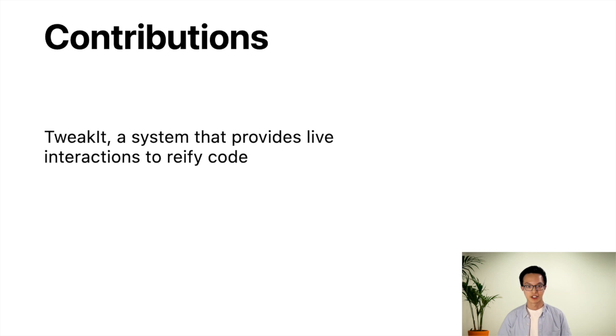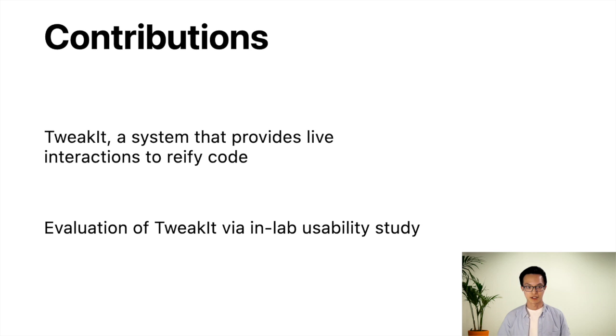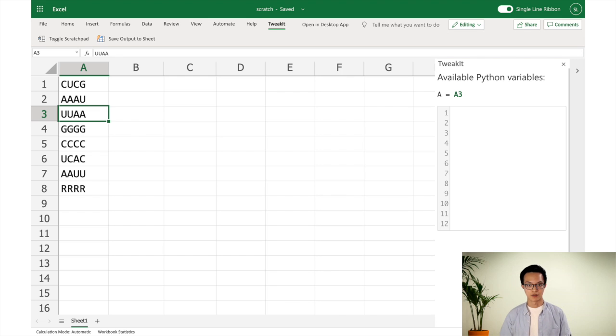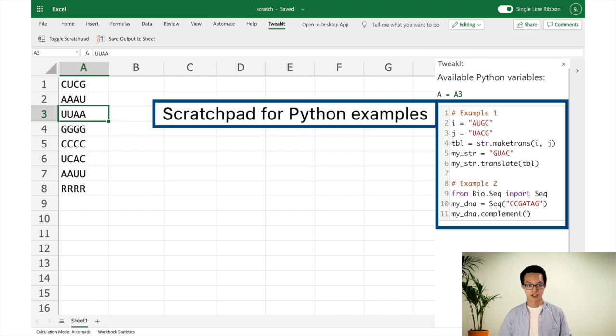We evaluated TweakIt's usability through an in-lab study. Let's say we have a user named Robin who wants to take the complement of RNA sequences. She finds code examples from the web. Robin opens TweakIt, an extension to Excel that provides a scratchpad for Python code. She pastes in her examples.